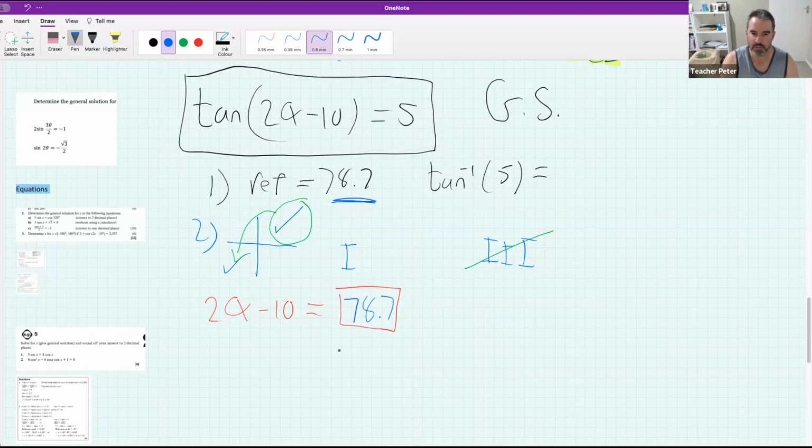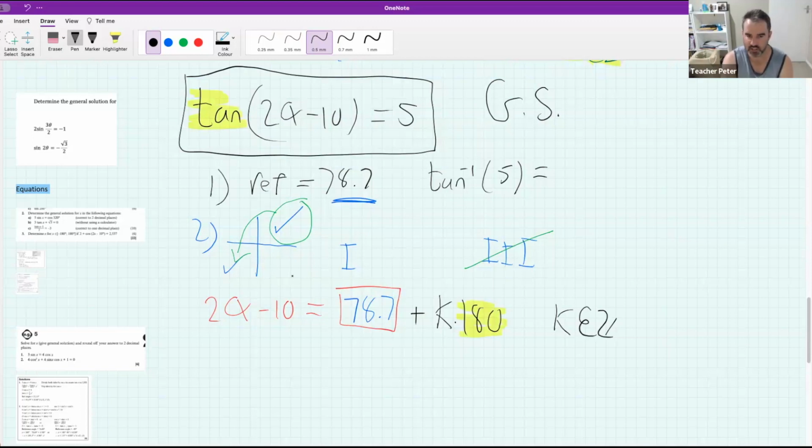Now, in order to make this a general solution, I have to add k, but I don't add k times 360. I add k times 180. And the reason is that the period of the tan graph is 180. So this is important. You are dealing with tan, and the tan function is not like sine and cos. Its default period is 180. But we have quite some things to deal with. We have to deal with this 2 and this minus 10.